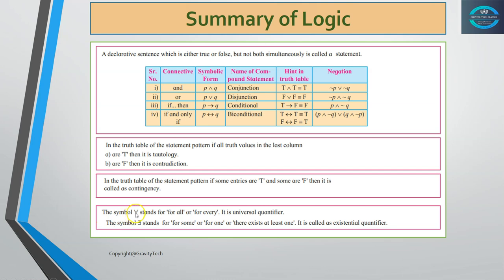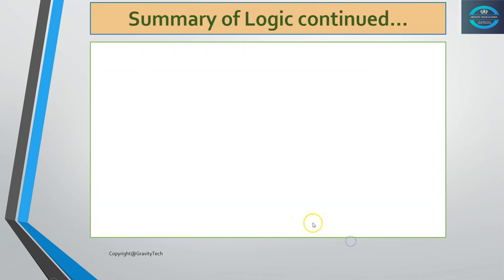Now the symbol ulta A, right? That basically stands for what? For all or for every. It is called as a universal quantifier. The other symbol, the reverse E, basically stands for some, for one, or there exists at least one. It is called as a existential quantifier, right?